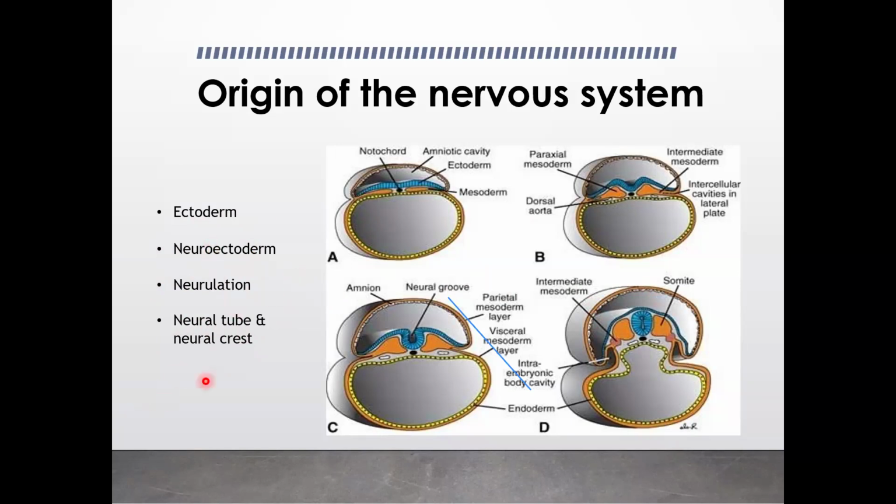And then after having the neurotube and the neural crest, this neural crest will migrate to various locations. They'll migrate to almost everywhere in the body, including the skin, including the endocrine system. So we'll see all those derivatives in a few minutes.